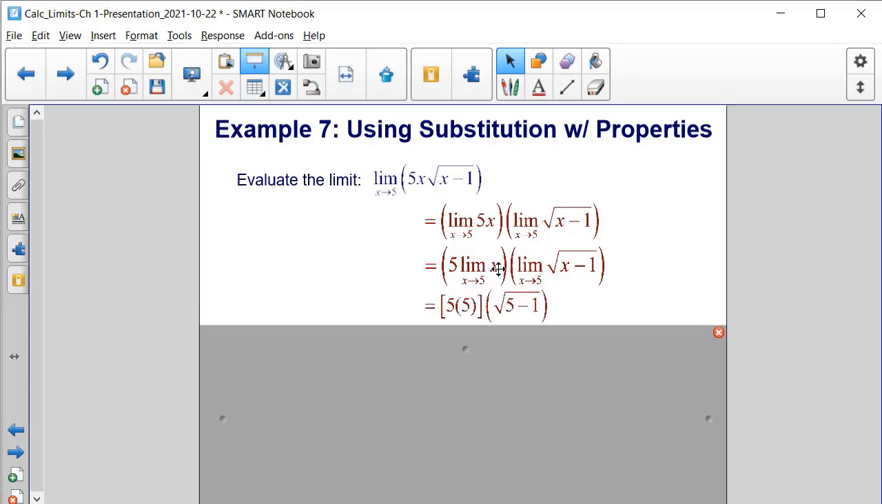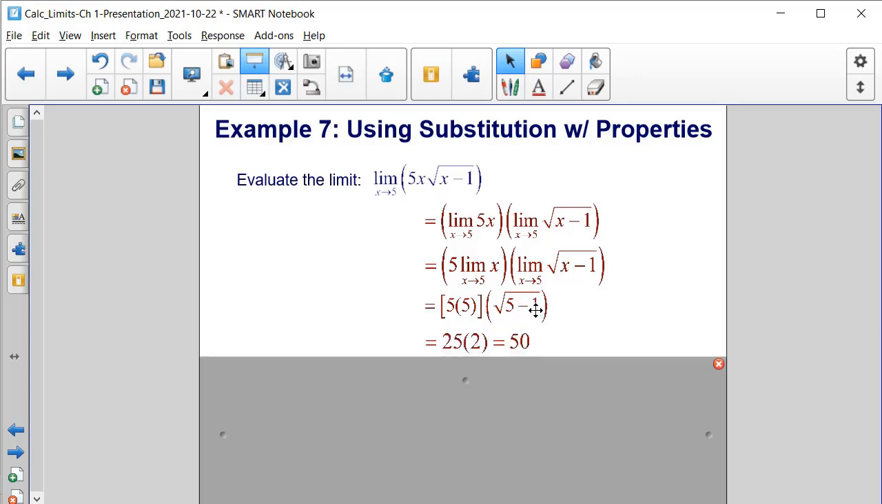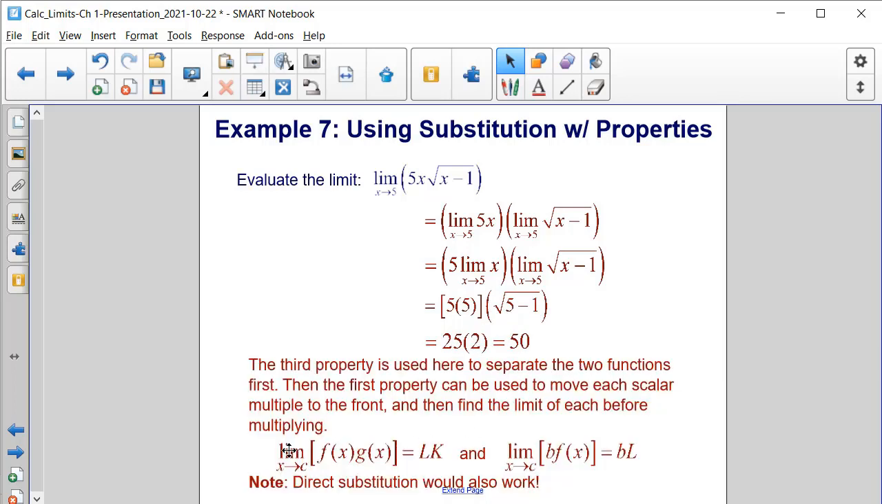When we substitute 5 in for x, it's going to be 5. And then we can multiply that by 5 and get 25. And when we substitute 5 in here, we'll get 5 minus 1, which would then be 4, and the square root of 4 is 2. So we have 25 times 2, which is 50. So we used the third property, which is the product property, and we also used the scalar multiple by pulling it out. Note, direct substitution would also work.